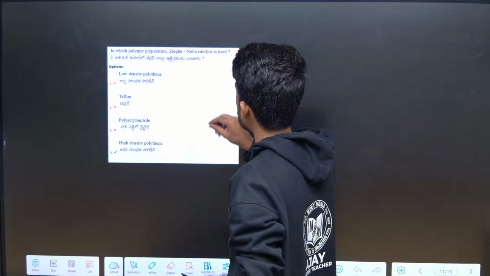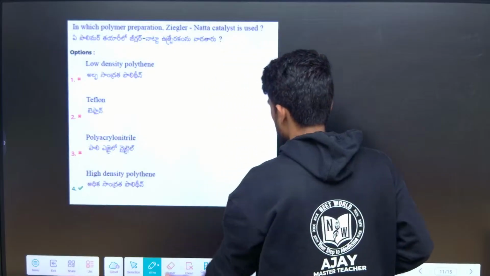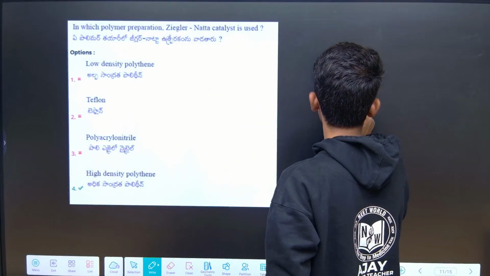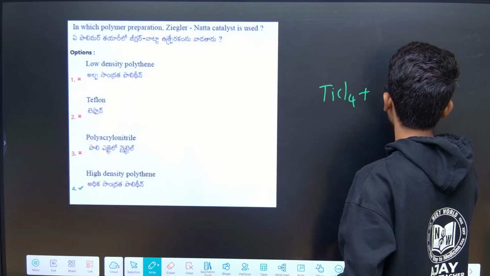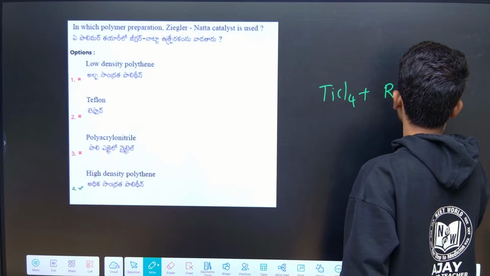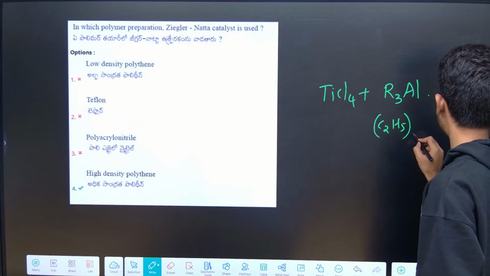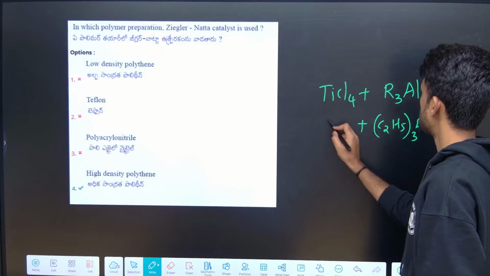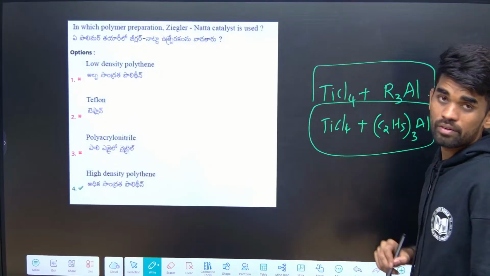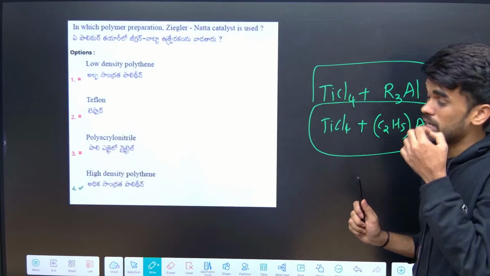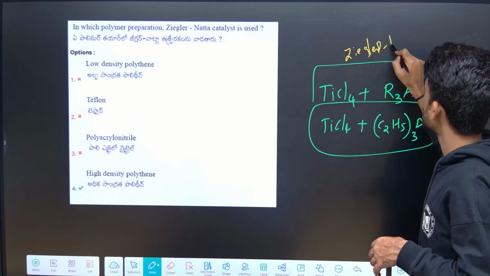So Ziegler-Natta catalyst. What is the Ziegler-Natta catalyst? First tell me. So it is titanium TiCl4 plus trialkyl aluminum, right? Like this, okay. Or you will be seeing (C2H5)3Al plus TiCl4 like this. So this kind of composition will be there. So this is called Ziegler-Natta catalyst.